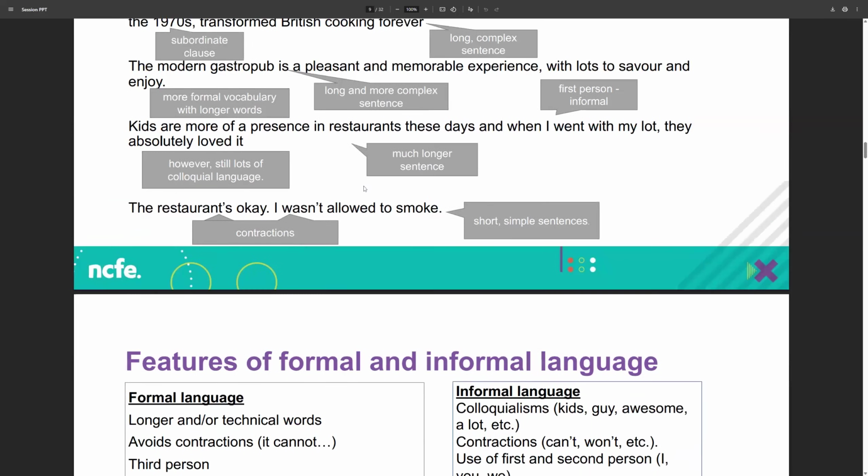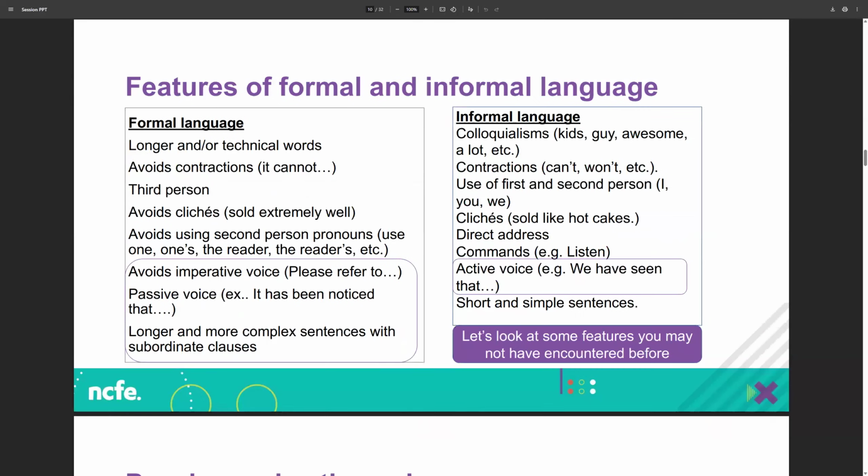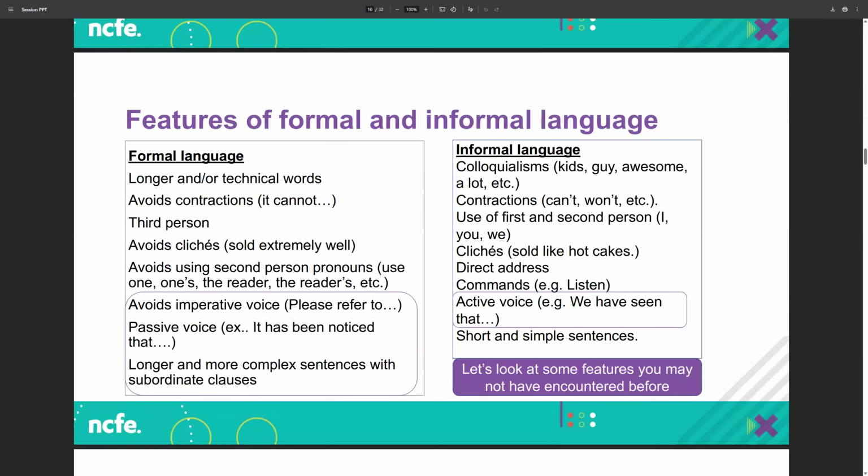Don't worry, I'm going to show you just a table of what is considered formal and informal. So, guys, take a screenshot, whatever you have to do, just keep note of this because this is quite helpful. You have access to this on your Moodle, so don't worry. But this is a very good page to refer to.